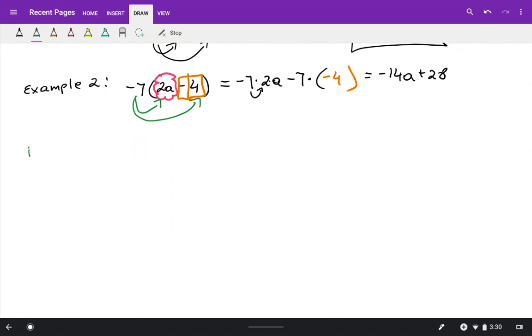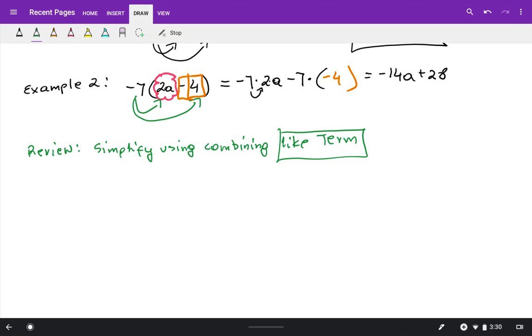What we're doing right now, we're just reviewing, so everybody will feel comfortable. We're going to review how to simplify by combining like terms. So let's talk about like terms. Like terms are expressions which look very similar, which means they have the same variable. And if we're talking about variables with exponents, those exponents have to match. So like terms must have the same variable.